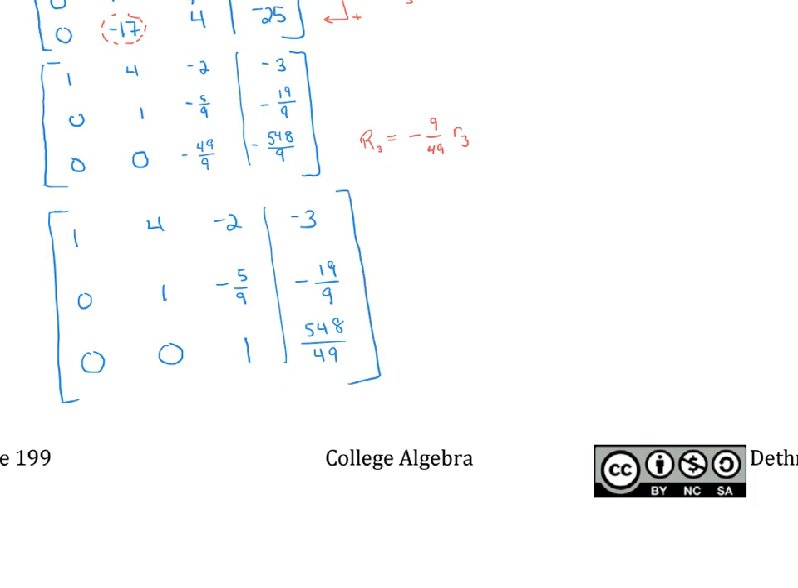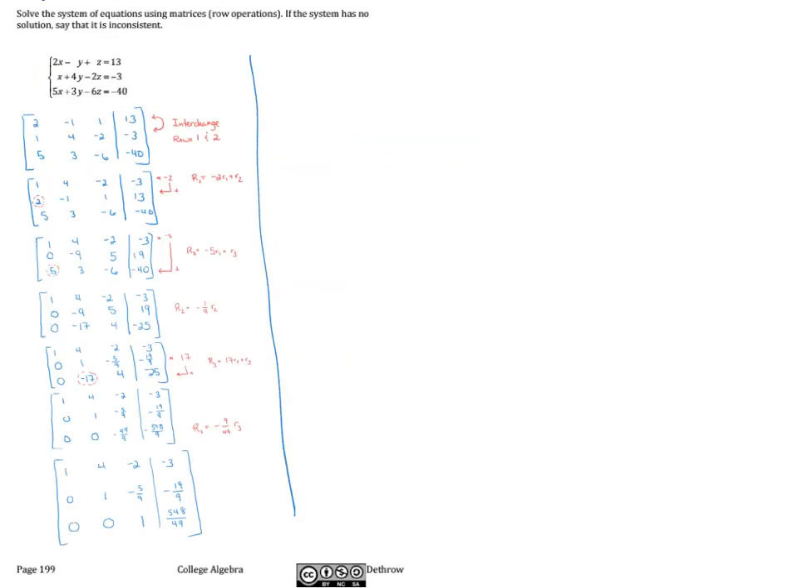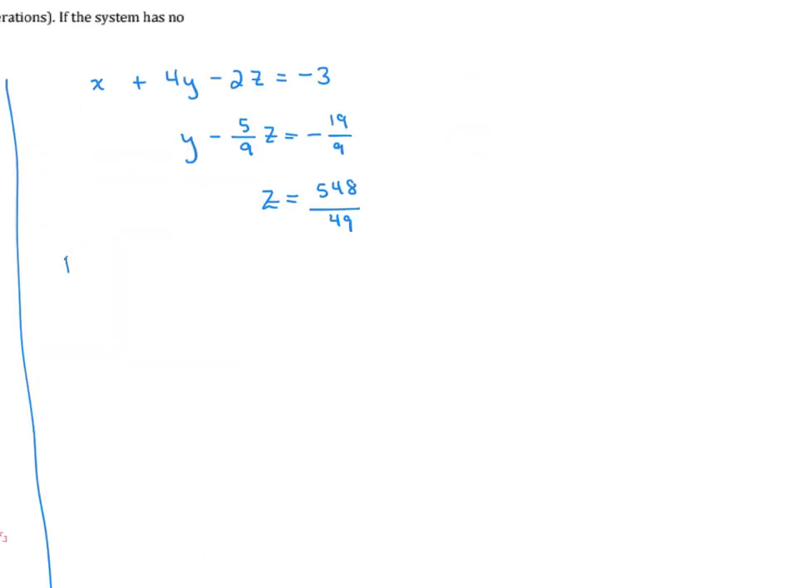Now let's rewrite this as the corresponding system. So we have x plus 4y minus 2z equals negative 3, y minus 5/9 of z equals negative 19/9, and then we have z equals 548 over 49. So let's do back substitution.